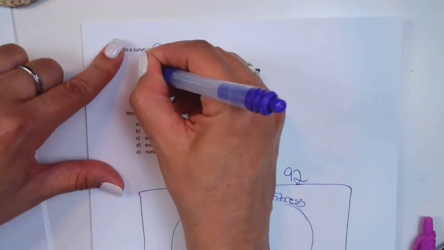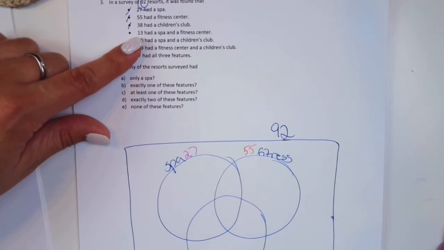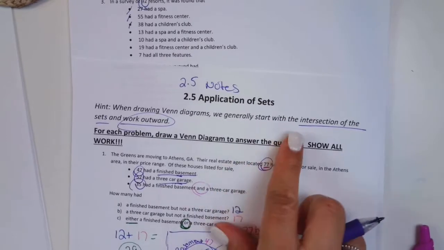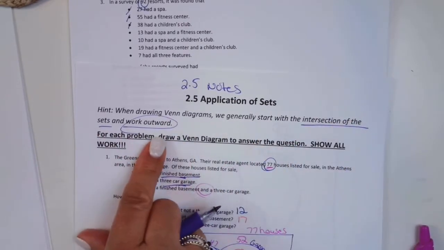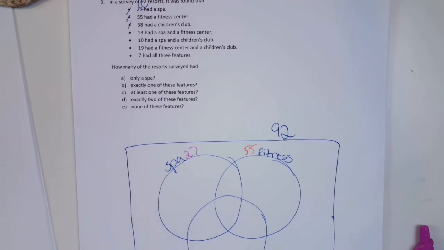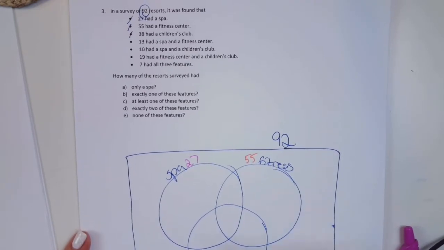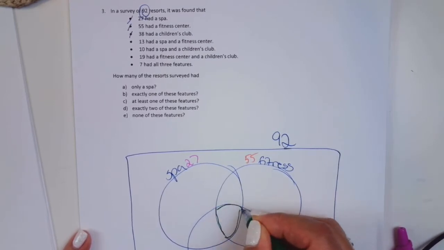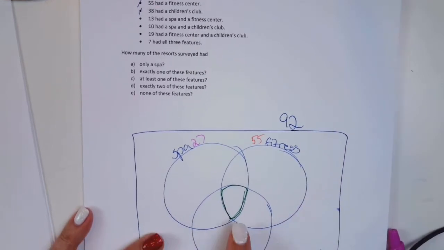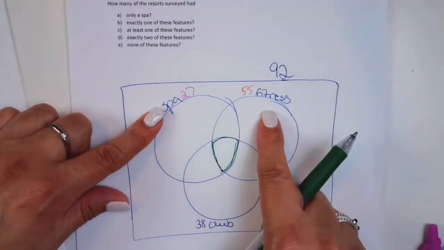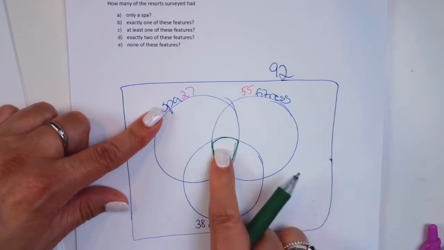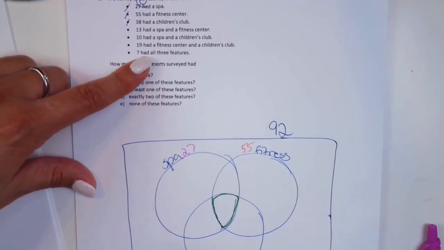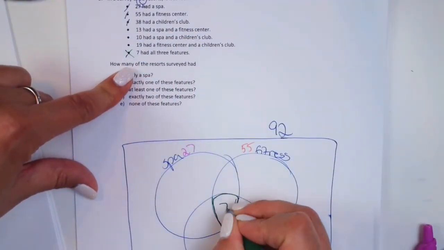So we did this, this, and this. Next, what it said over here, generally start with the intersection of the sets and I work outward. So let's go ahead and do that. So intersection, which is actually this part here, that would be the intersection of all three, would mean that the resort had a spa, fitness center, and a club, right? Because it's all of those circles. Well, here we have 7 had all three features. So we're going to put the 7 in.